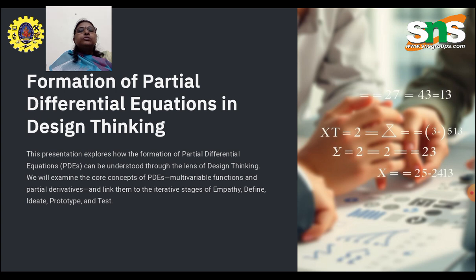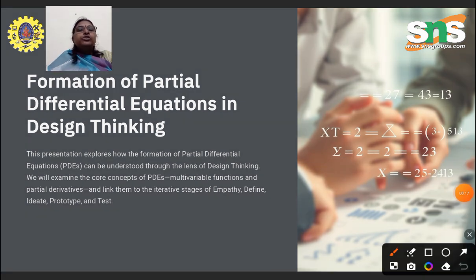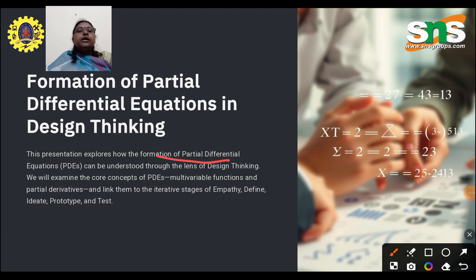Today we are going to discuss the formation of partial differential equations based on design thinking concepts. This presentation explores how the formation of partial differential equations can be understood through the lens of design thinking. Here we examine the concepts of partial differential equations, multivariable functions and partial derivatives. The design thinking concepts have 5 stages: empathy, define, ideate, prototype and test. Let us discuss these stages.